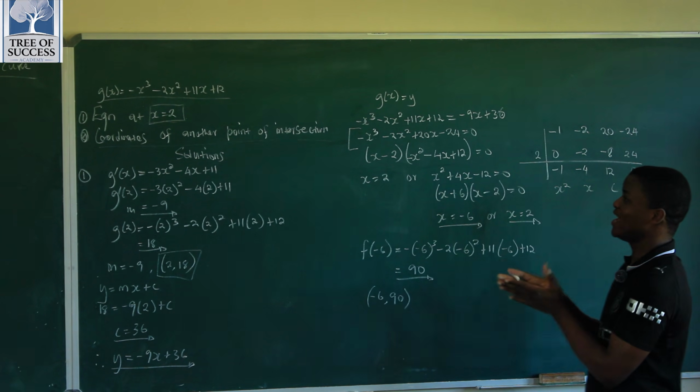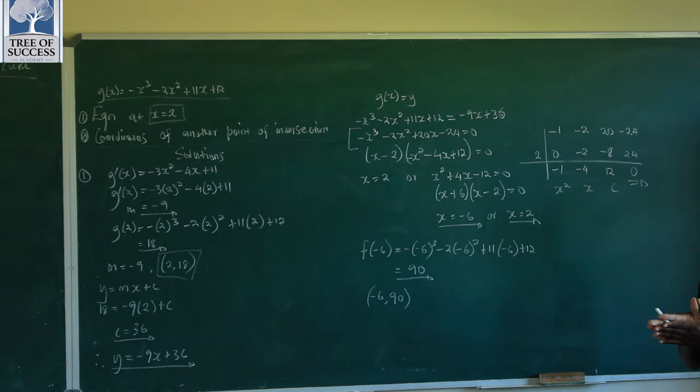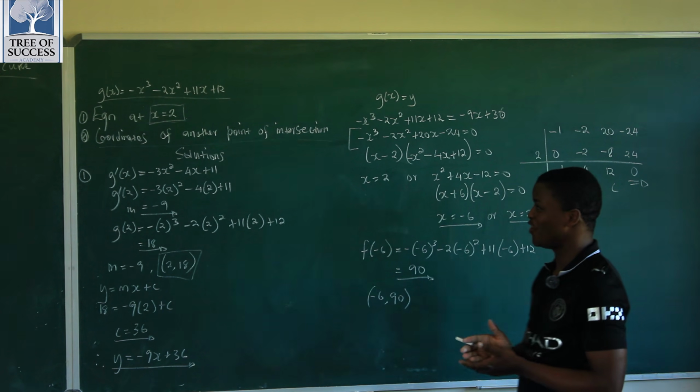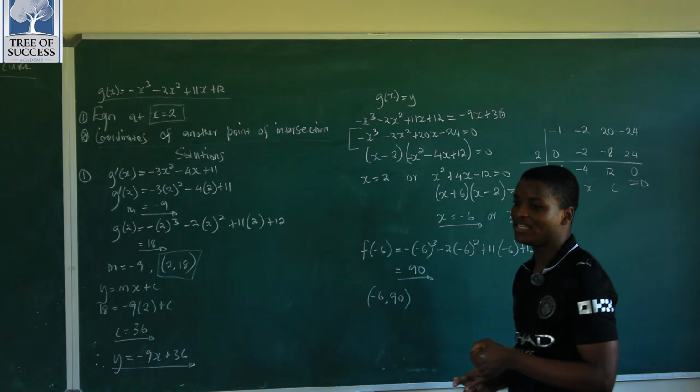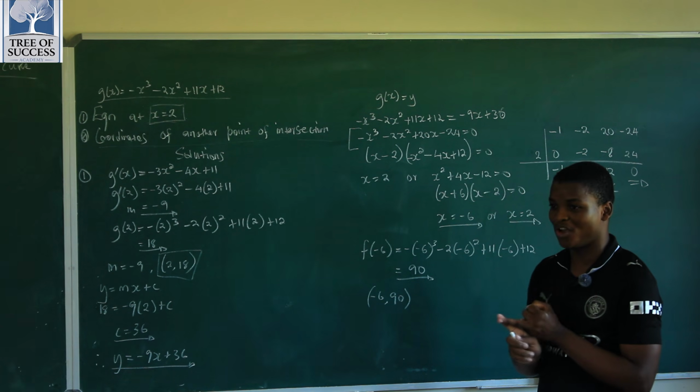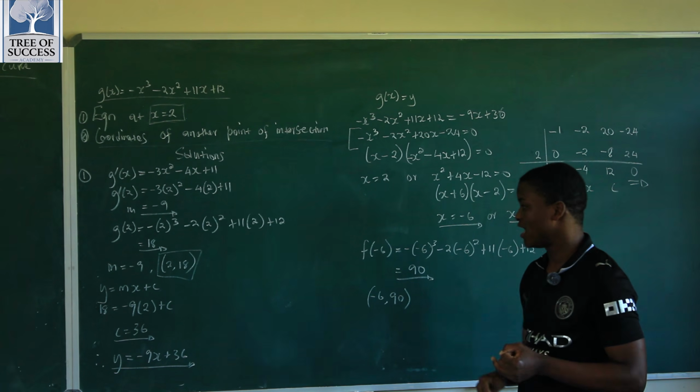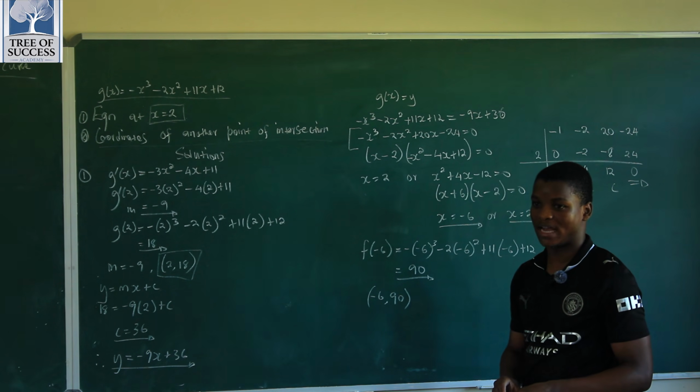So that's how we do it. So here we had the equation of g of x, and we were required to get the equation of what? Of a tangent at x equals to 2. So I told you, the equation of a tangent, we need a gradient, we need coordinates, x and y coordinates of what? Of the point of tangency. Then you use y equals to mx plus c, right?